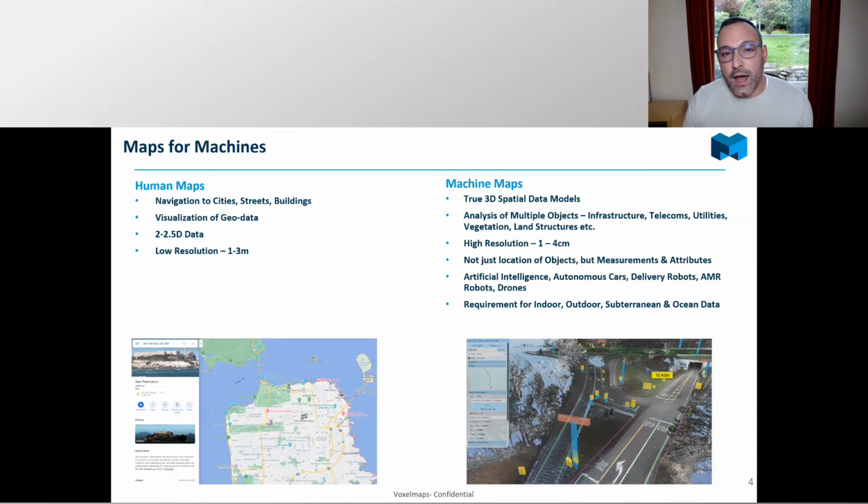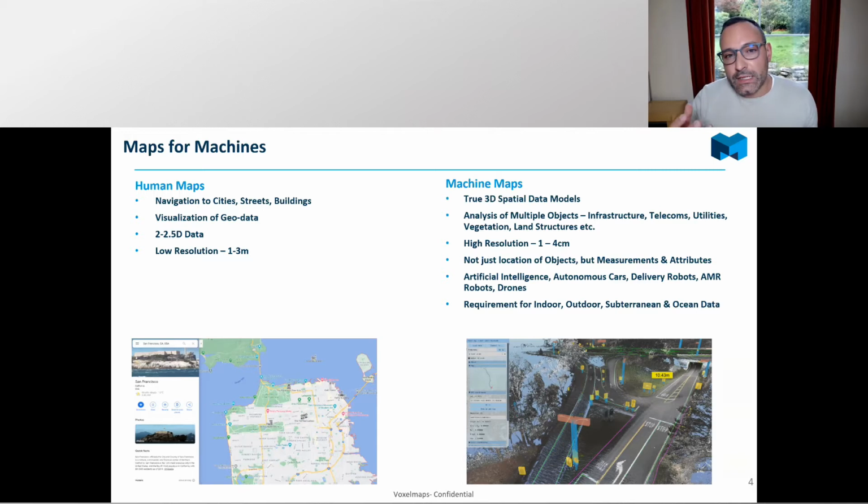And we're doing this at very high resolutions, so 1 to 4 centimeters. And at that kind of resolution, it's not just about the location of the objects, but also about the additional information we can pull out based on those objects. So measurements, features, attributes, which are obviously very important. So when we talk about machines, we're talking about everything from computer models and artificial intelligence models to better understand cities and environments, all the way through to future forms of autonomy. So things like autonomous cars, delivery robots, AMRs, which are automated miniature robots, drones, for example.